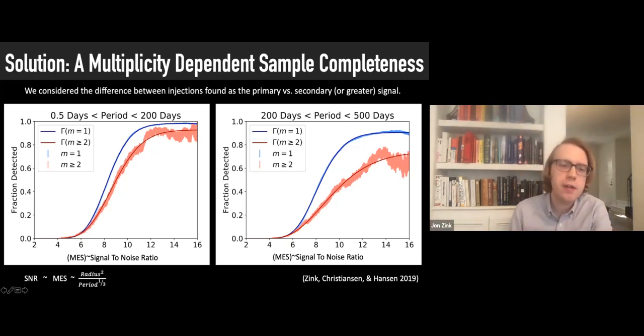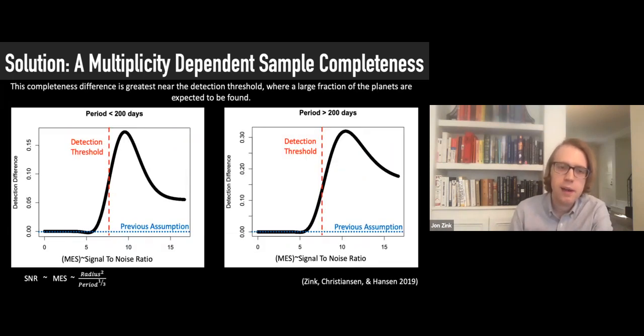Now you may be looking here, like most of the planets are in this range here. So is this a significant fraction? Should we be worried about this when we think about demographics? And I would say, yes, I think it's super important. And here's why. This is just taking those two graphs and subtracting them. This is the detection difference between the first and the second or greater planet. And all previous studies had assumed this was essentially zero. This is the same for the first, second, third, fourth planet, and so forth.